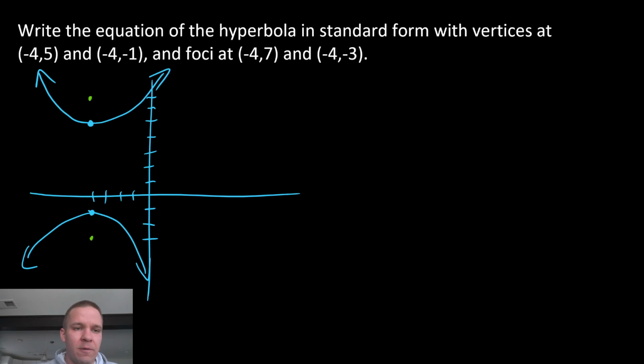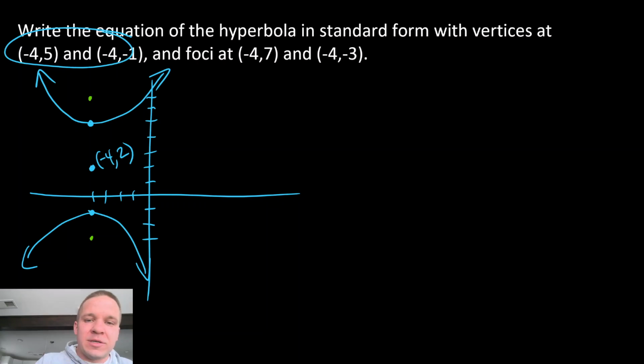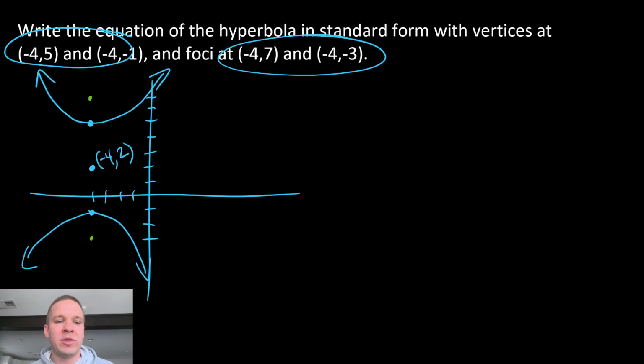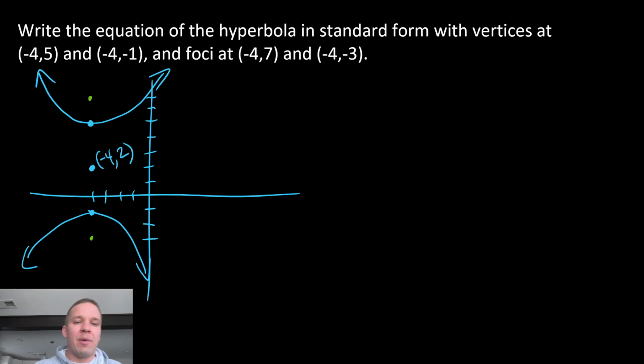Where's my center here? It's the midpoint of (-4, 5) and (-4, -1), or even the midpoint of my foci, and that's going to be at, let's see here, that's a distance of 6, so we're going to be right here at (-4, 2). We have my answer there. I could also use the midpoint formula with any pair of those 2 points, whether it be my vertices or my foci. Midpoint with those is going to get me (-4, 2).